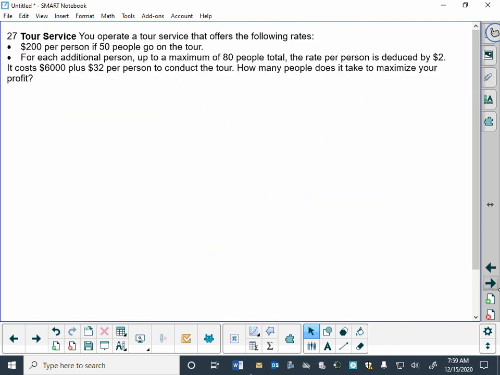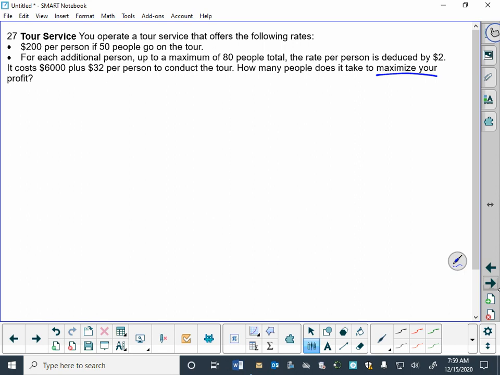Okay, next problem. Tour service. I got 2 more problems that I'm going to do. You operate a tour service that offers the following rates: $200 per person if 50 people go on the tour, and for each additional person up to a maximum of 80 people total, the rate per person is, I should say, reduced by $2. It costs $6,000 plus $32 per person to conduct the tour. How many people does it take to maximize your profit?